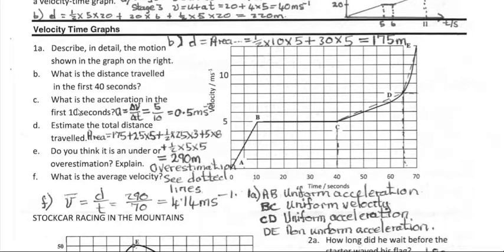C, what is the acceleration in the first 10 seconds? Acceleration is the change of velocity divided by time, which is 5 divided by 10, 0.5 meters per second squared.